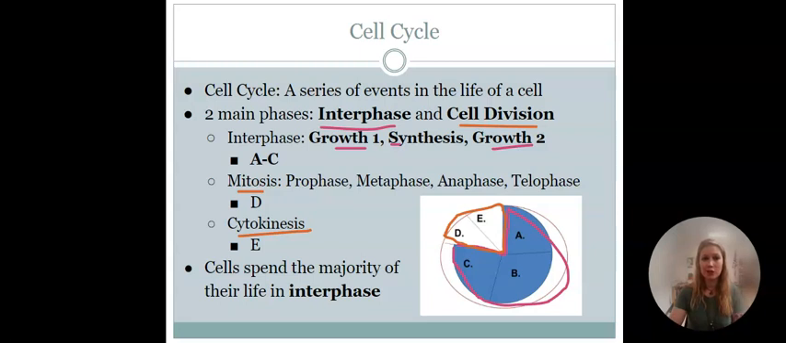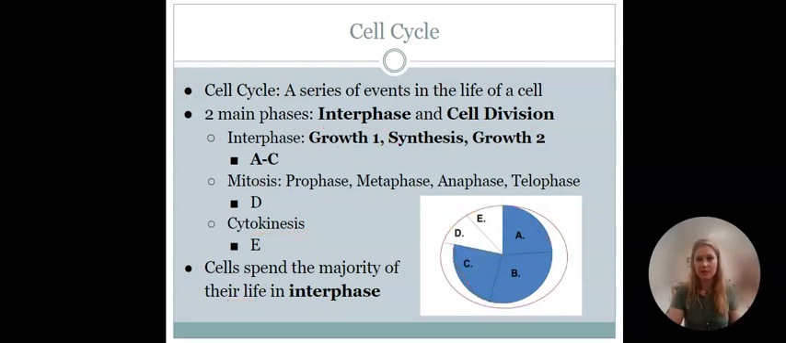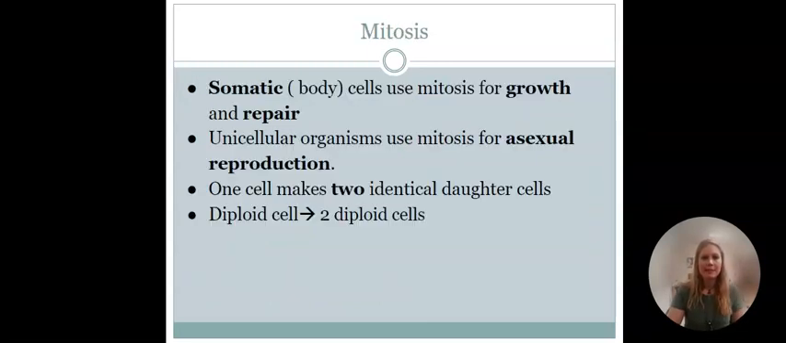So a cell spends a majority of its life in interphase, just kind of hanging out, doing its everyday thing, living its best life. But the minute it gets that signal to divide, it enters cell division. It goes through mitosis and cytokinesis. And again, mitosis is used for growth and repair of somatic or body cells. It is a form of asexual reproduction because you have one cell that divides to make two identical daughter cells.